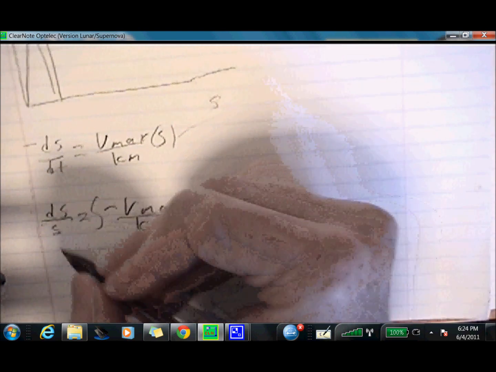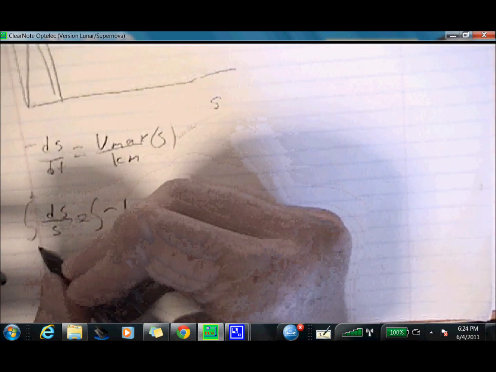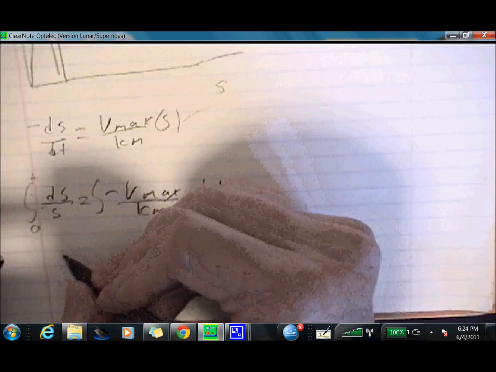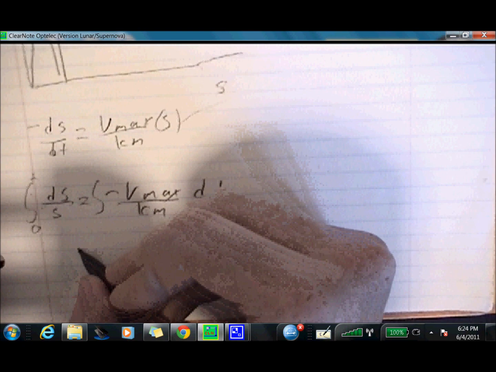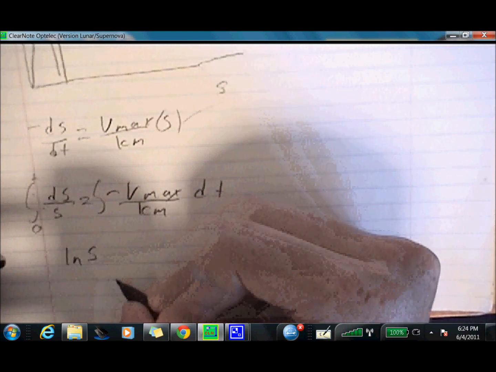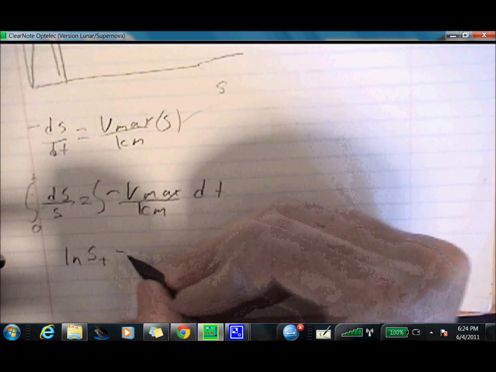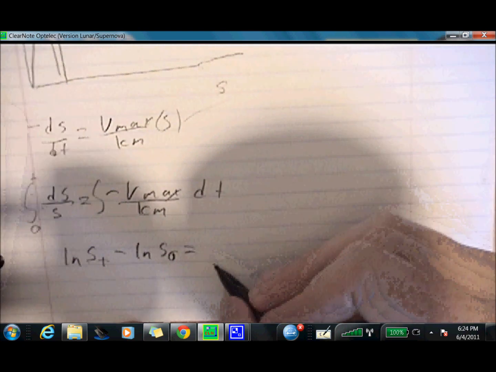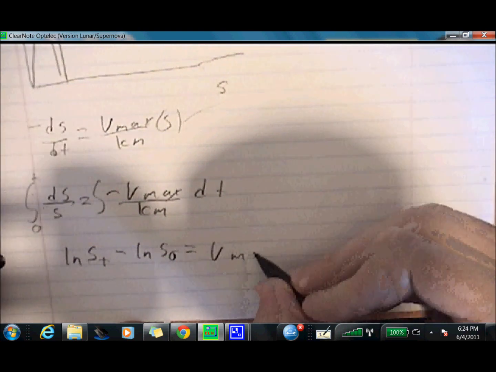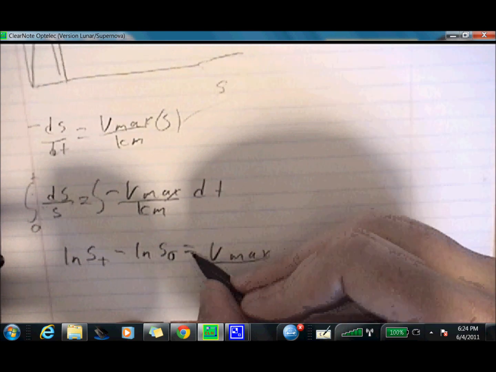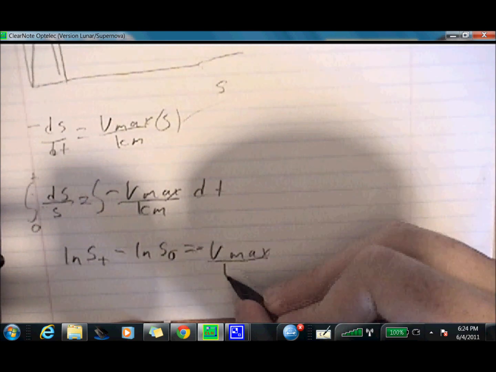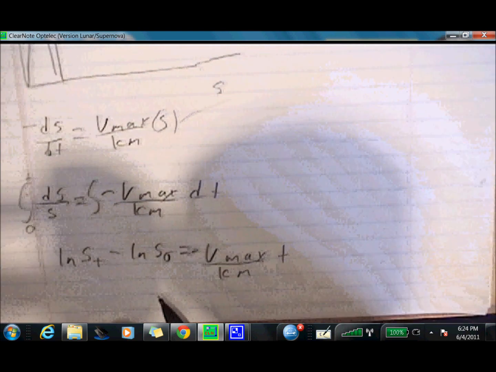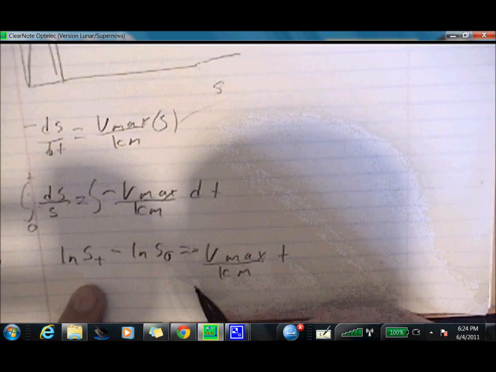And we're going to integrate both sides. So now we're going to get ln of S minus ln of S0. This is what you get when you integrate.